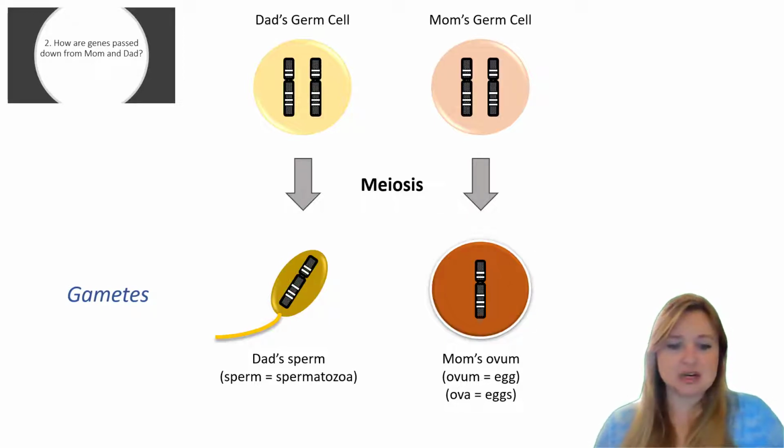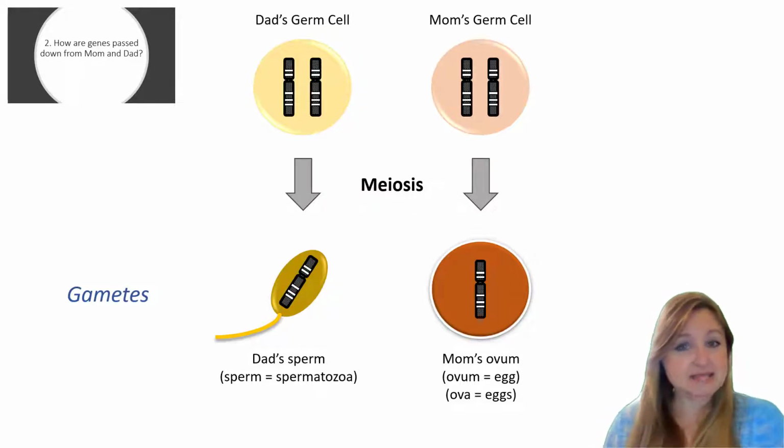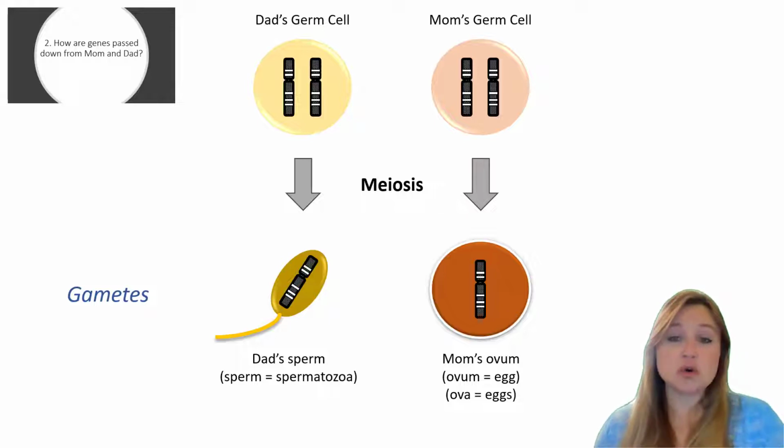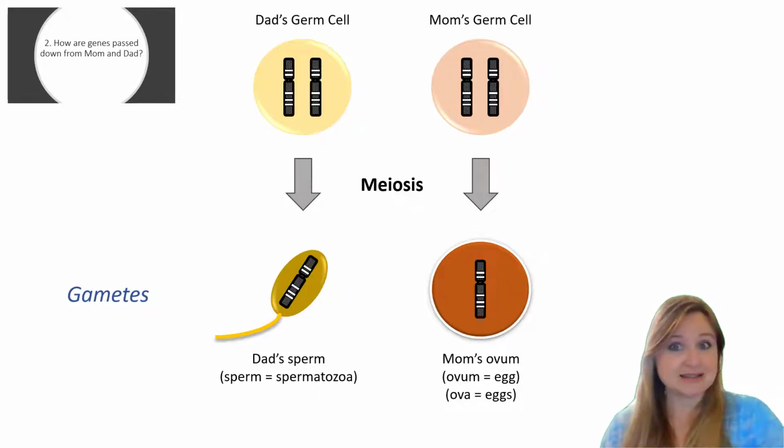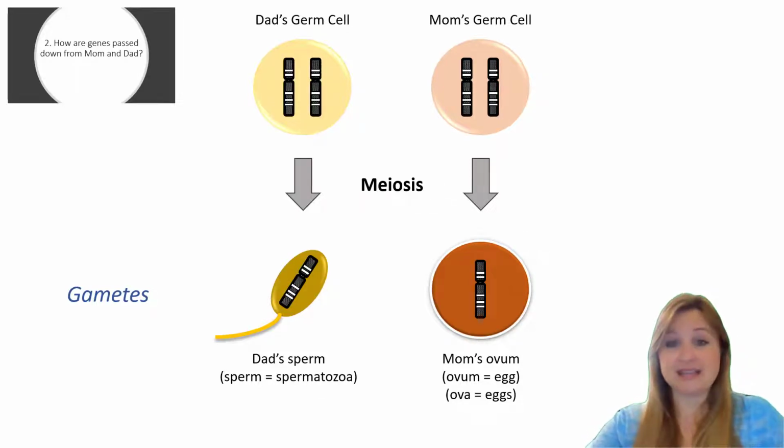And just as a side note, sometimes you'll hear spermatozoa, and that's the same term as sperm. And for eggs, mom's eggs, they're called ova, right? And a singular egg, one egg, is known as an ovum. So you might also hear those terms for mom's eggs. But the sperm and the eggs, those are the gametes. So germ cells undergo meiosis to form gametes. And in dad, that's going to be sperm. In mom, that's going to be eggs.